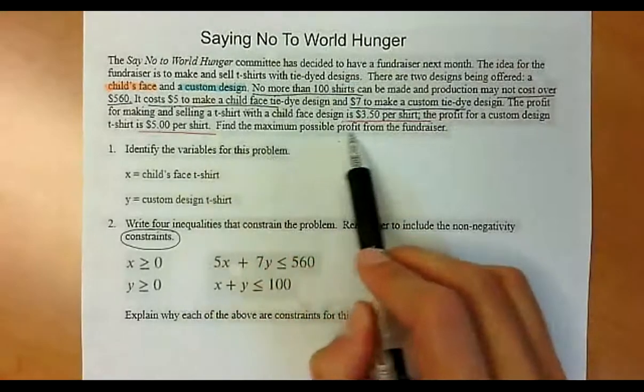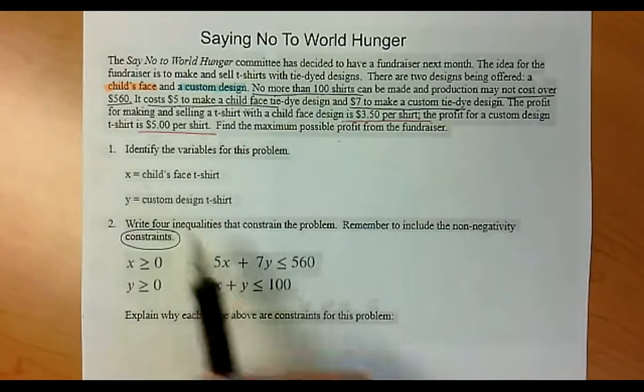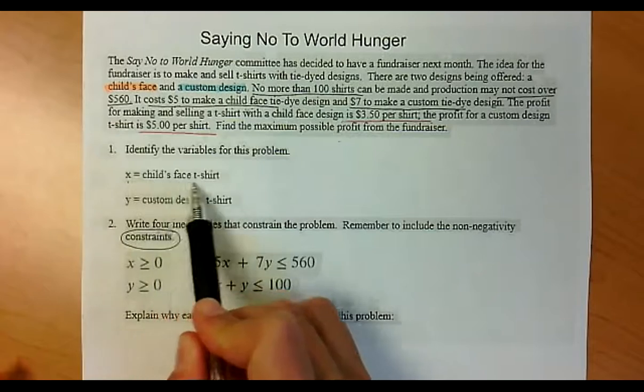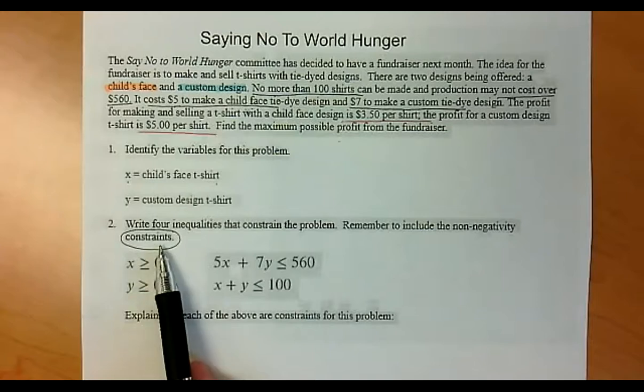So I want to know the maximum profit from the fundraiser. What I don't know here is how many child face shirts to produce and how many custom design shirts to produce. So I'm going to let X be the number of child face t-shirts and Y be the number of custom design t-shirts. So now I'm going to write my constraints.